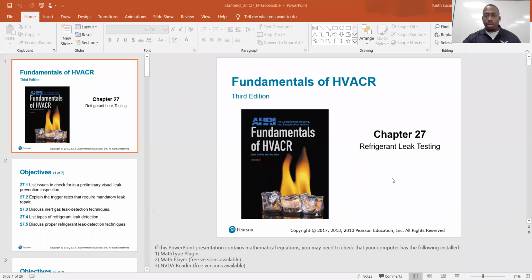So we're going to go ahead and get into chapter 27. That's for my 135. Let me go ahead and pull that up. Okay, so chapter 37 is refrigerant leak testing.